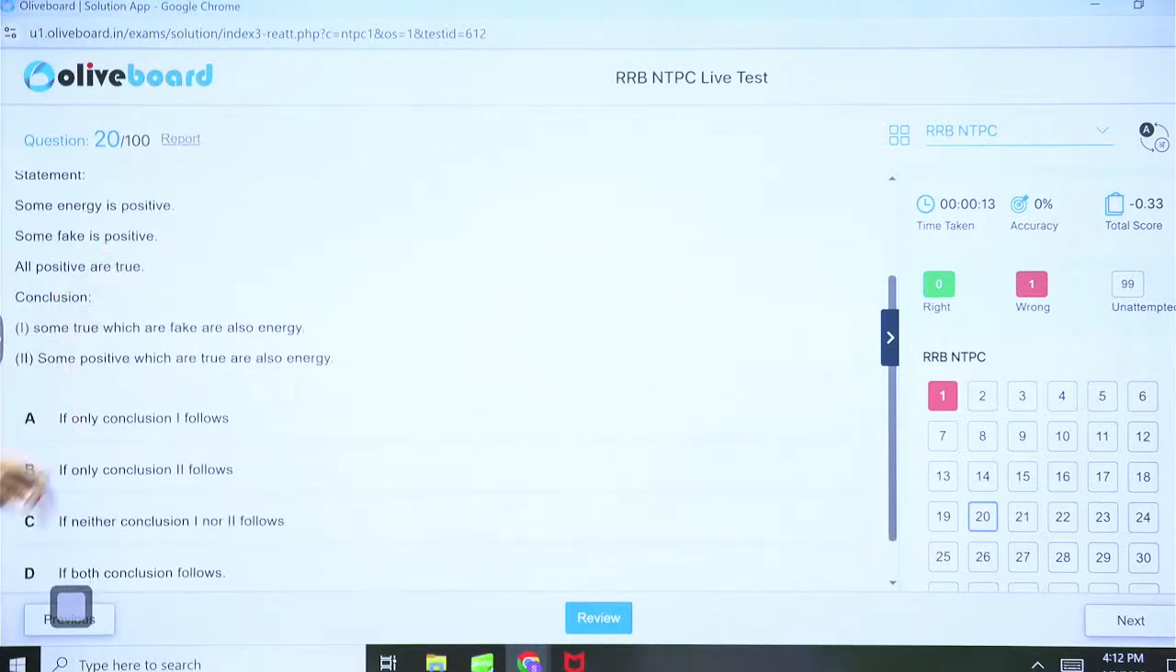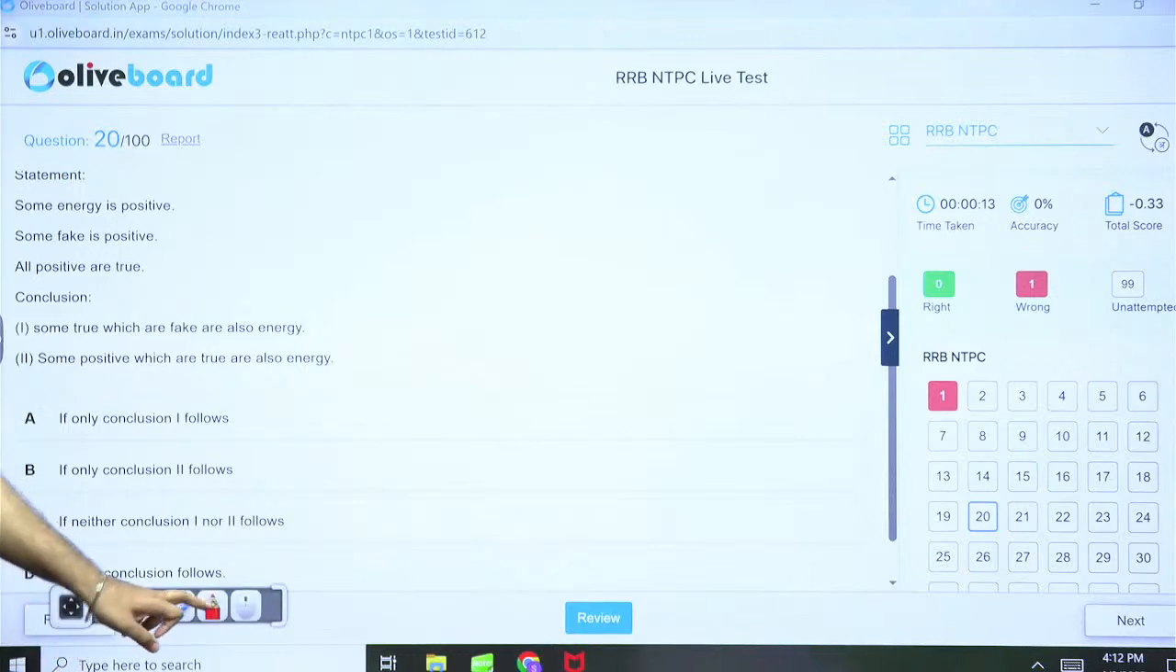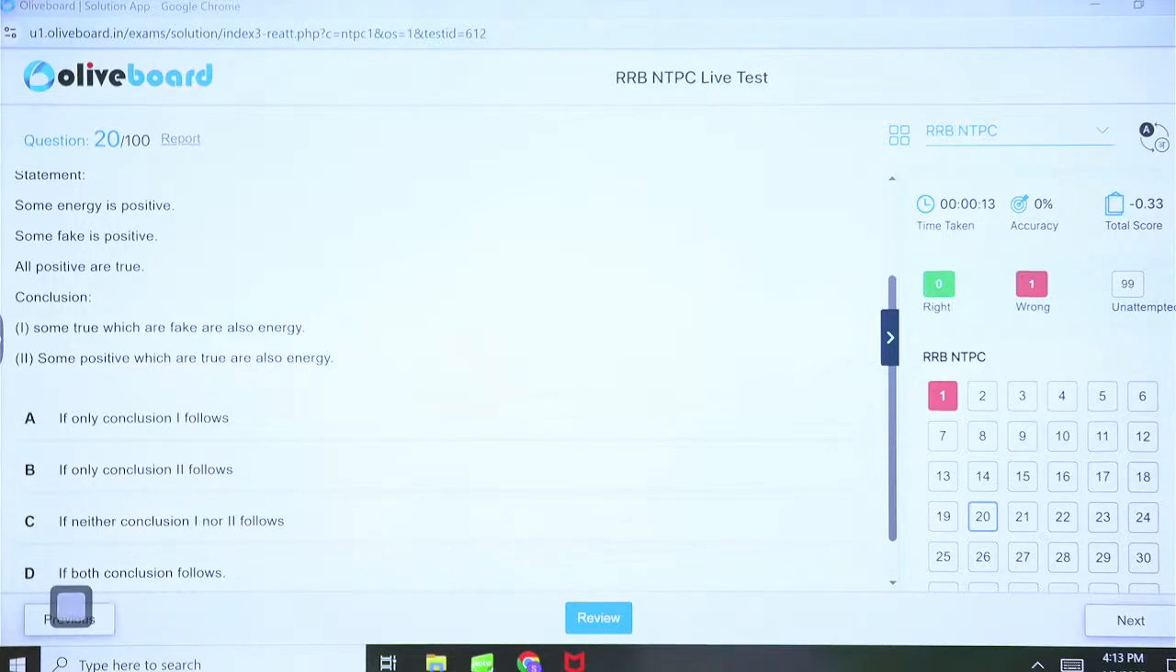Syllogism. Try this. Keep answering, guys.